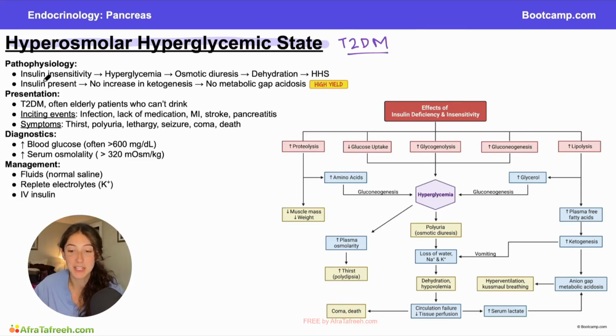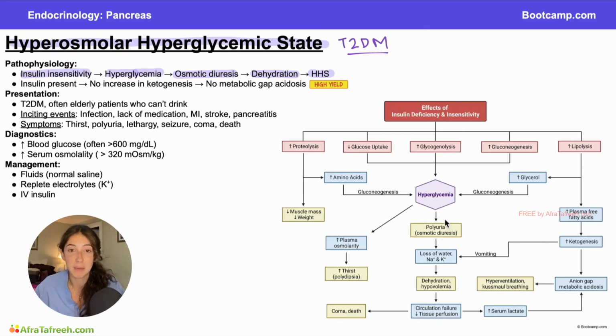And the pathophysiology centers around osmotic diuresis and dehydration. So what's happening here is you have decreased insulin sensitivity, or insulin insensitivity. That is going to lead to unregulated hyperglycemia, which will in turn cause osmotic diuresis and dehydration, and that is what leads to the pathology here of HHS.